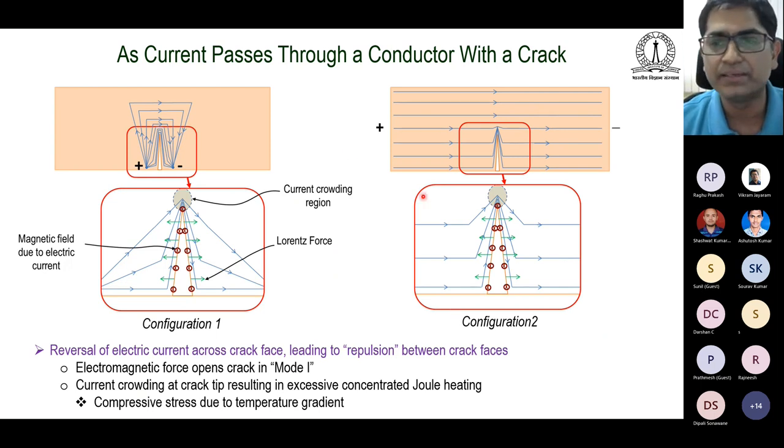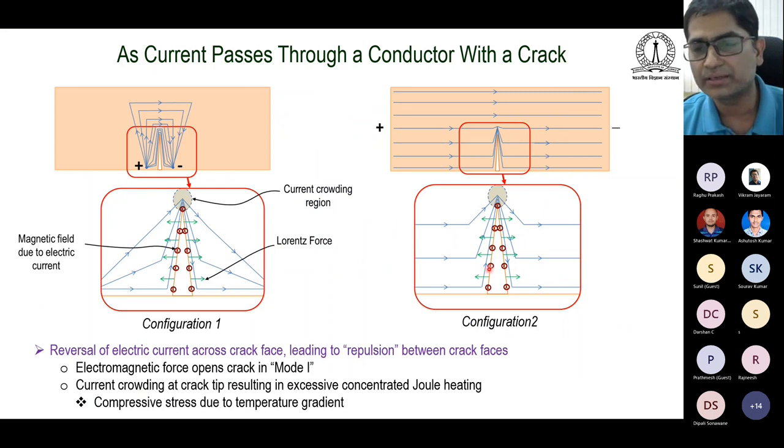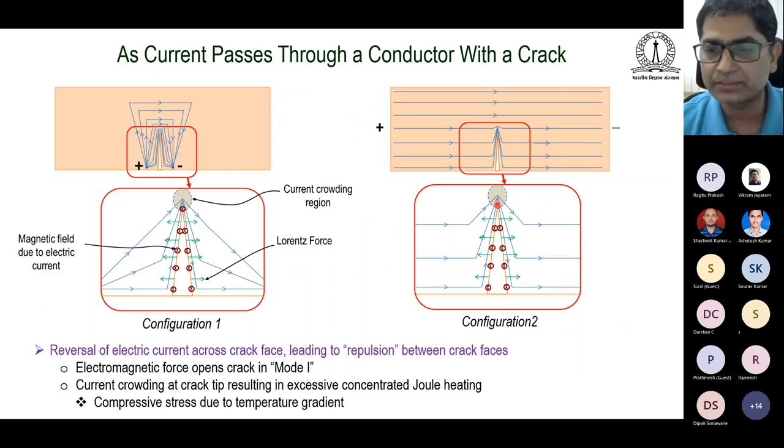The other configuration can be where the current is just passing from one end to another end, and the crack is perpendicular to that. There also, we will have similar effects. Of course, it will not be as severe as this case, but there also we will see the same situation, the current changing its direction across the crack. There is also going to be current crowding at the tip, right? That essentially will lead to large or concentrated joule heating here.